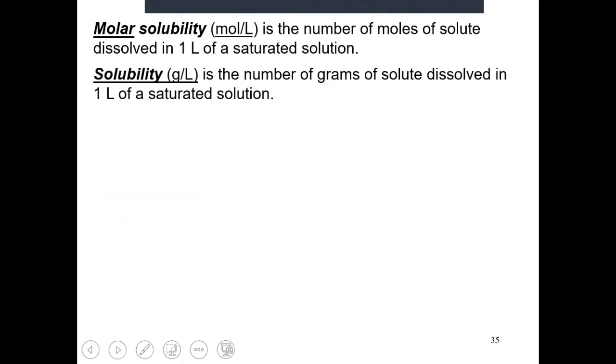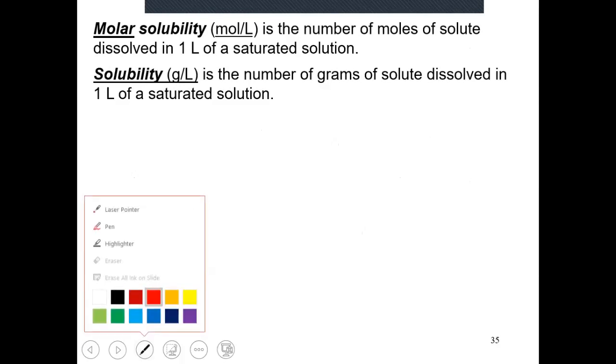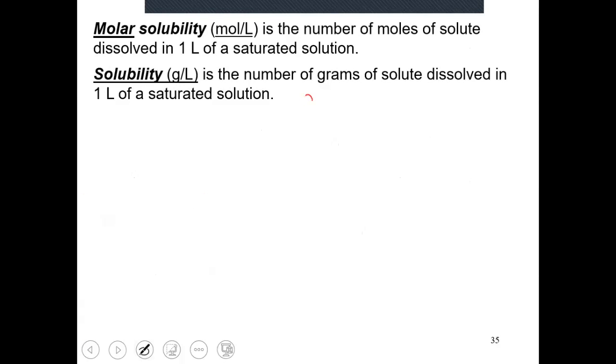Oops. What happened here? What happened to my pen? Grams in 100 milliliters.